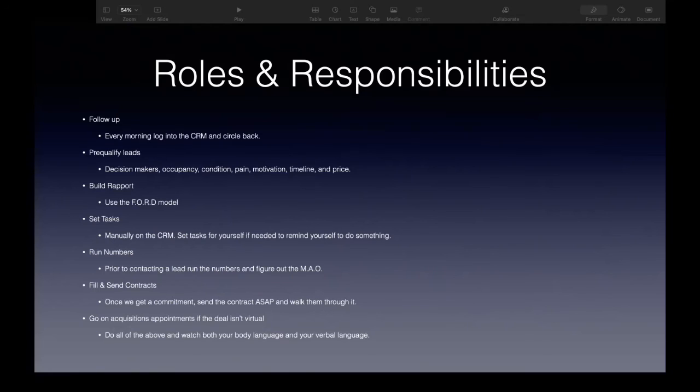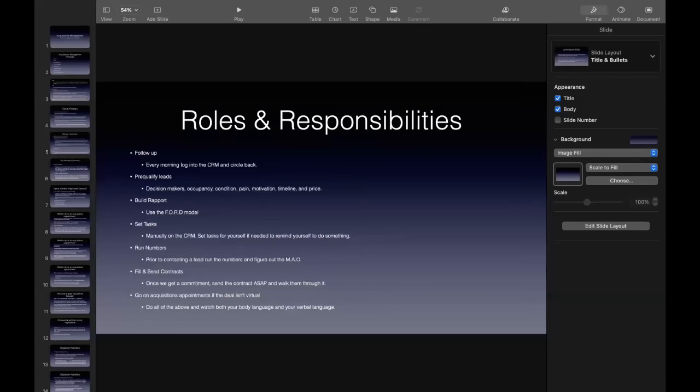Another responsibility is to fill and send contracts. Once we get a commitment, once they're ready to sell, send the contract as soon as possible, walk them through it and get them signed. If you're going in person, if you're going on the acquisitions appointment, do all of the above and watch both your body language and your verbal language, and you should be good to go.